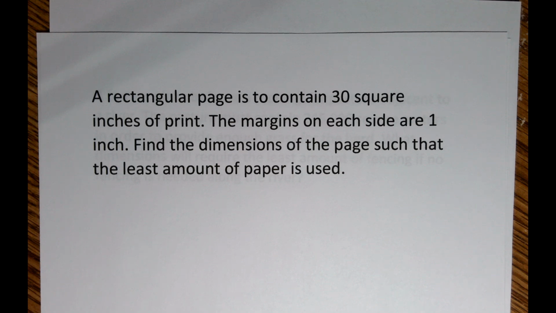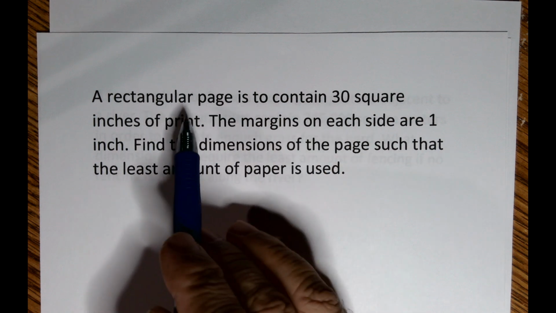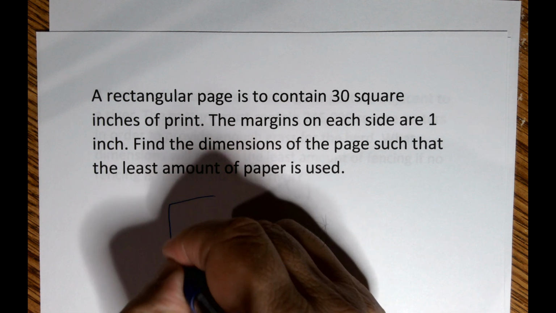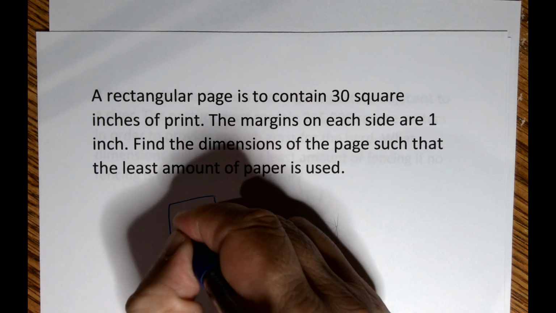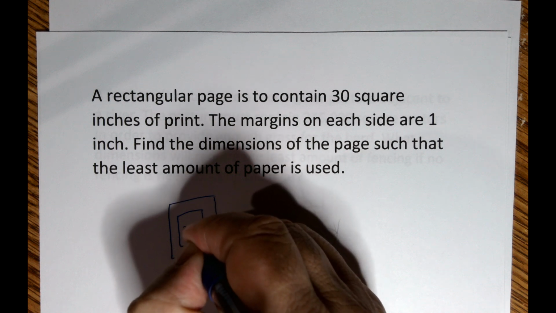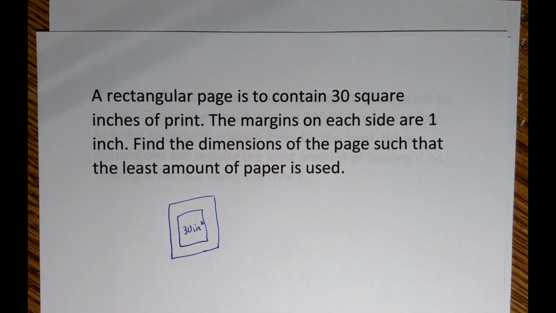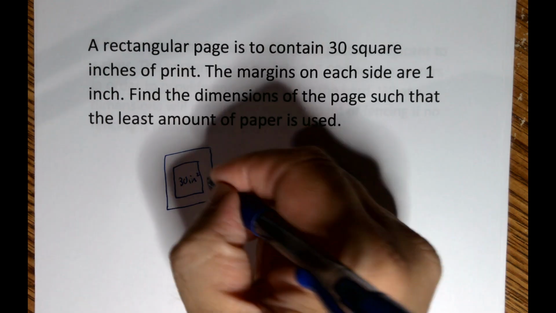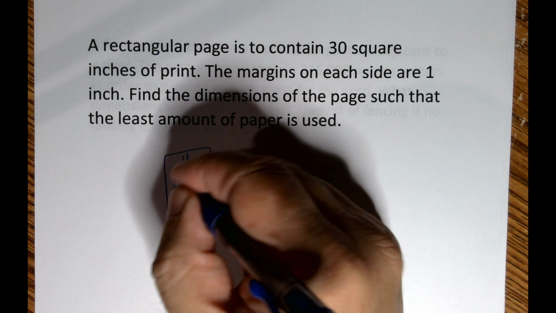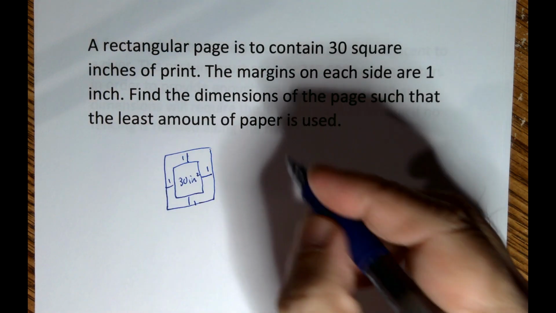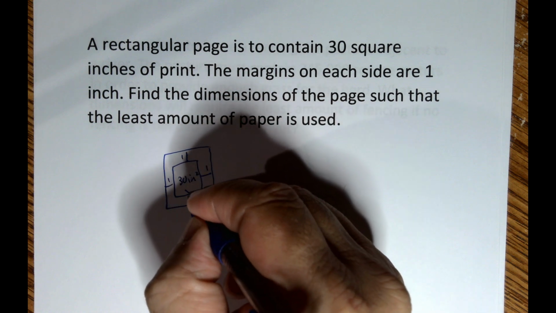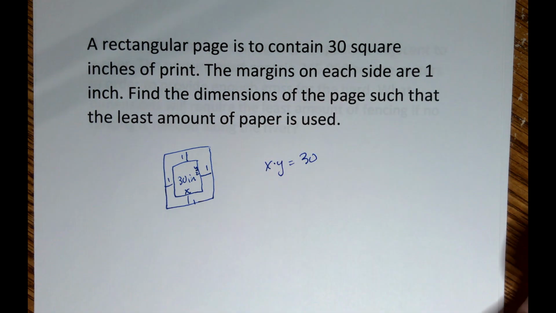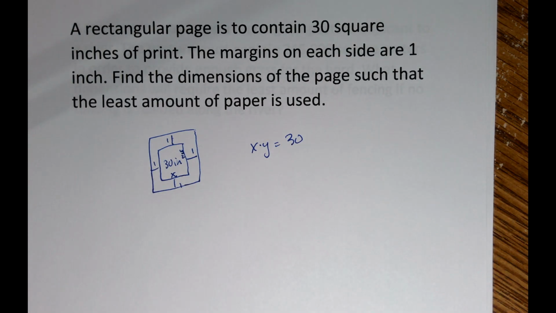All right. So let's look at the first sentence. A rectangular page contains 30 square inches of print. So let's say we have a rectangular page, and inside it has 30 square inches of print. The margins on each side are 1 inch, so 1 inch all around. Inside, let's make the dimensions x and y. So x times y equals 30 square inches. That is the area of the inside.